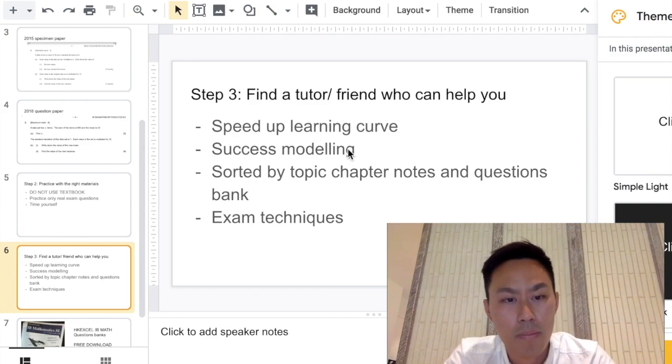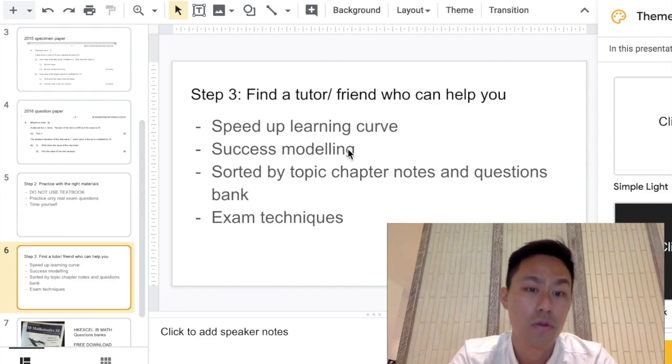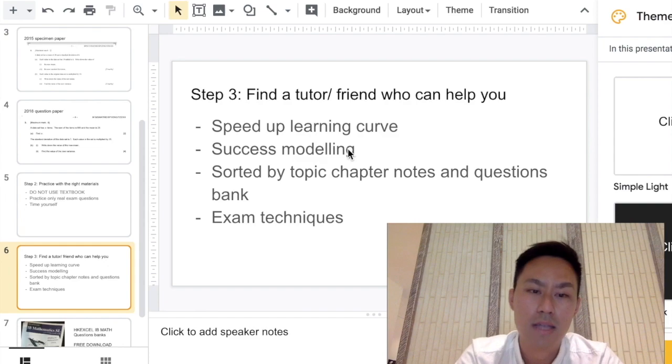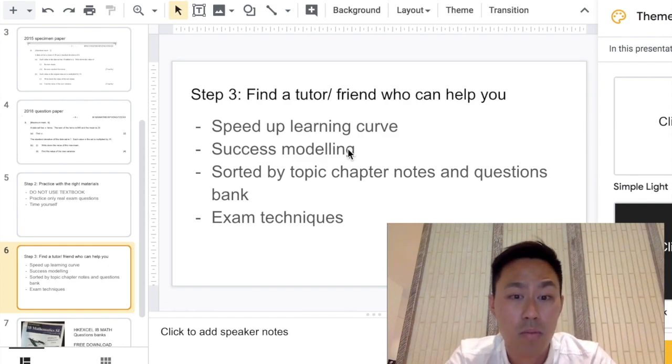So for example, topic 1, topic 2, like topic 2 functions, right? You want someone to group all the topic 2 functions questions for you, and you can just practice that. After you practice all those questions, you know that you have mastered the IB exam already.